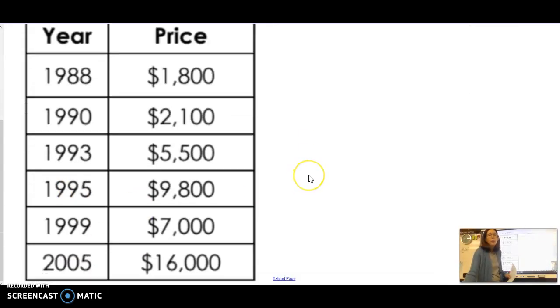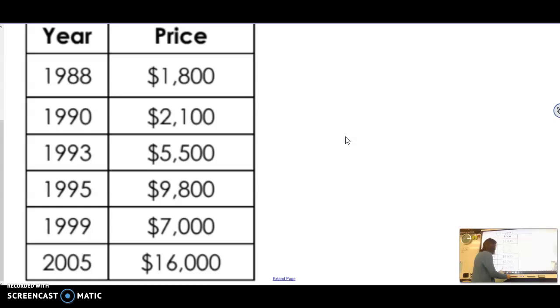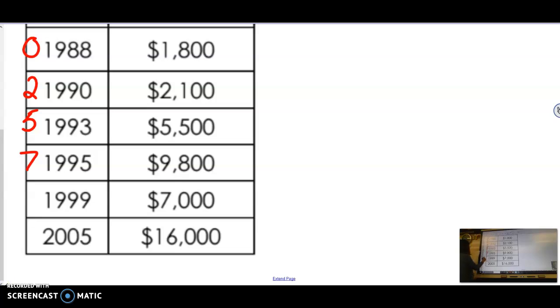A reminder that when we have years, you can't put 1988 and so on into the calculator for the x values. Since it says certain years since 1988, that means we are taking 1988 to be year 0. And then 1990 is 2 years after that. Notice 93, it's not 3. From 93 to 88 would be 5 years past. This would be 7 years since 1988. This would be 11, and then this would be 17.